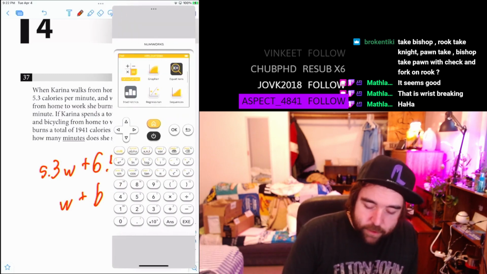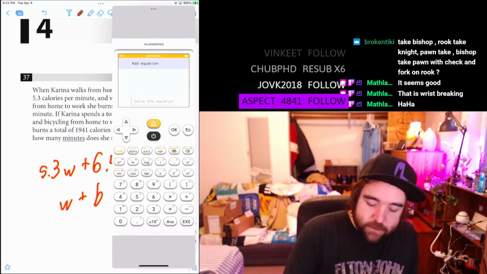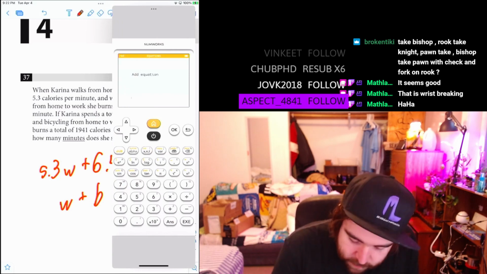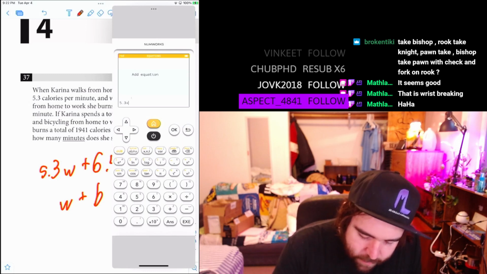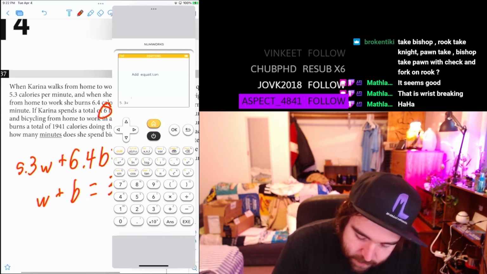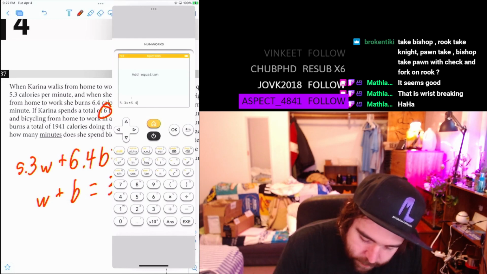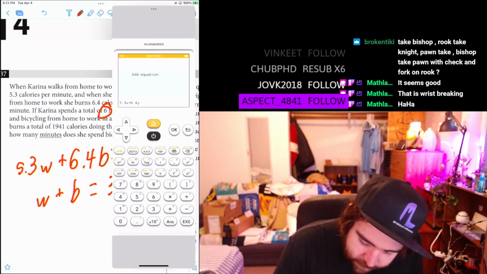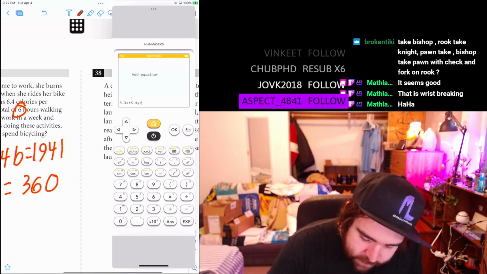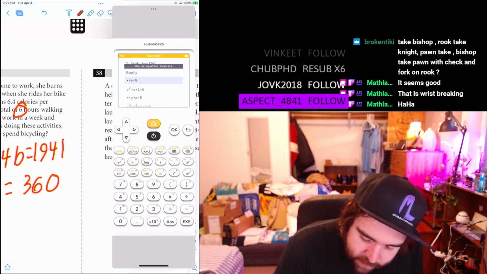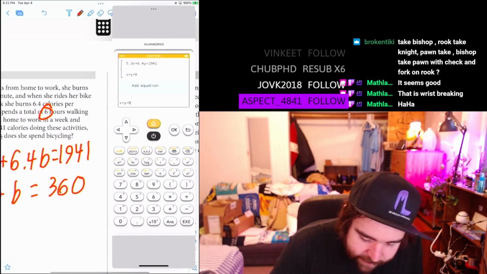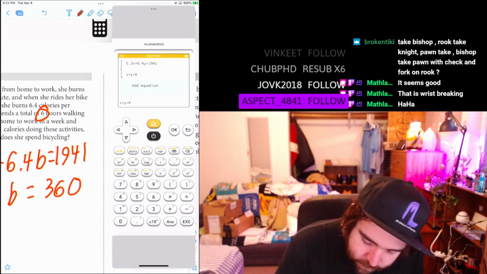So let's let NumWorks really shine here. We'll go to equations, and we'll type in both of these equations. I'll use x and y. So 5.3x plus 6.4y equals 1941. Oh, that's right, I forgot the quicker way to do this. When we added the equation, we didn't need to add empty, we should have added that one. But now it's nice, we'll just do that equals 360.